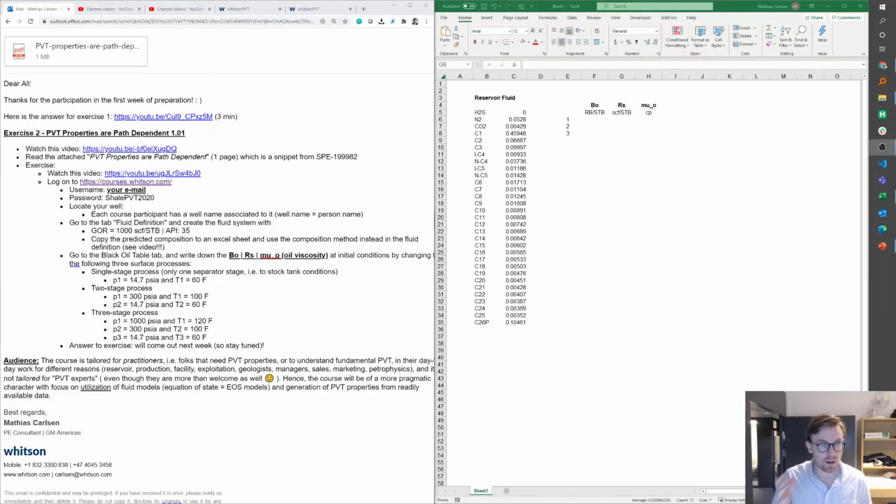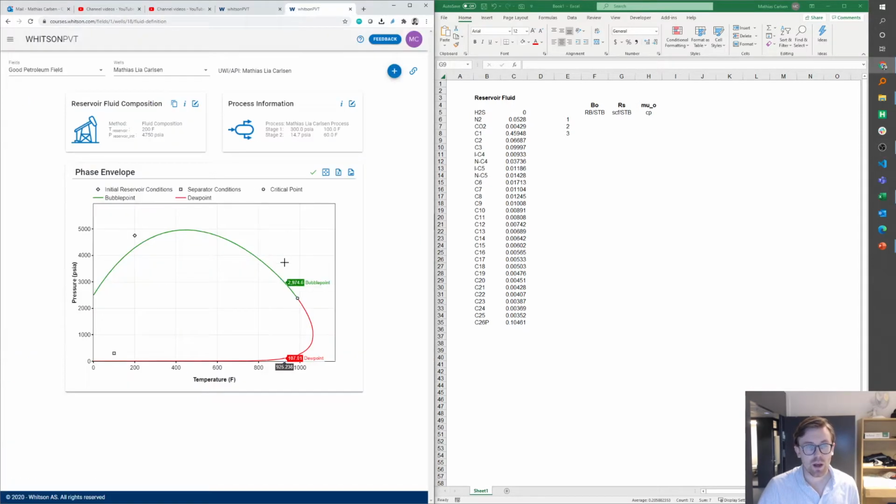Yeah, so now over to the answer to the fairly simple exercise, just a few different sensitivities, three different sensitivities. So a single stage process, a two-stage process, and a three-stage process. Okay, but the composition has to be the same. That was what was conveyed in the exercise that you see to the left there.